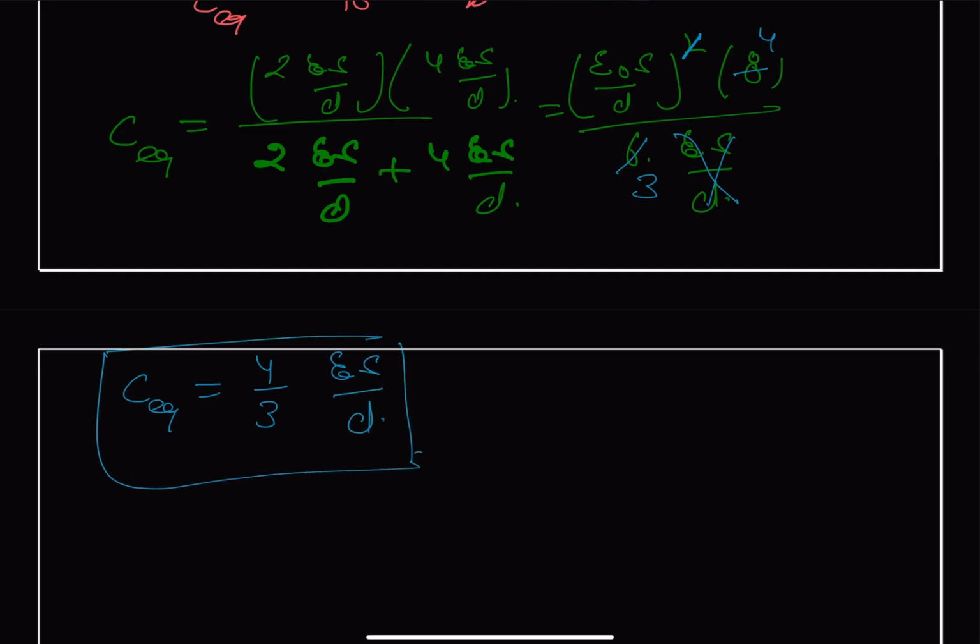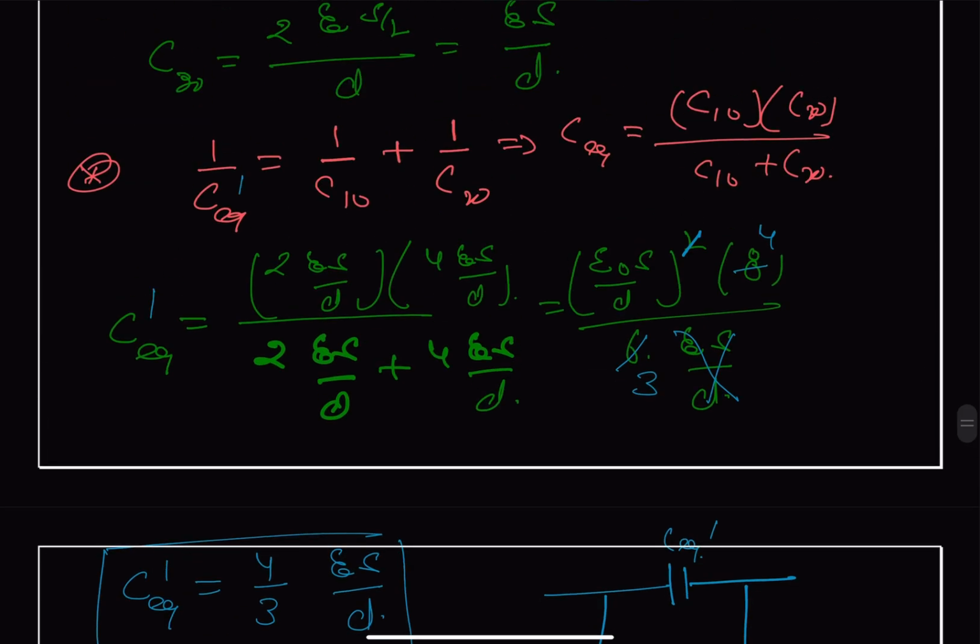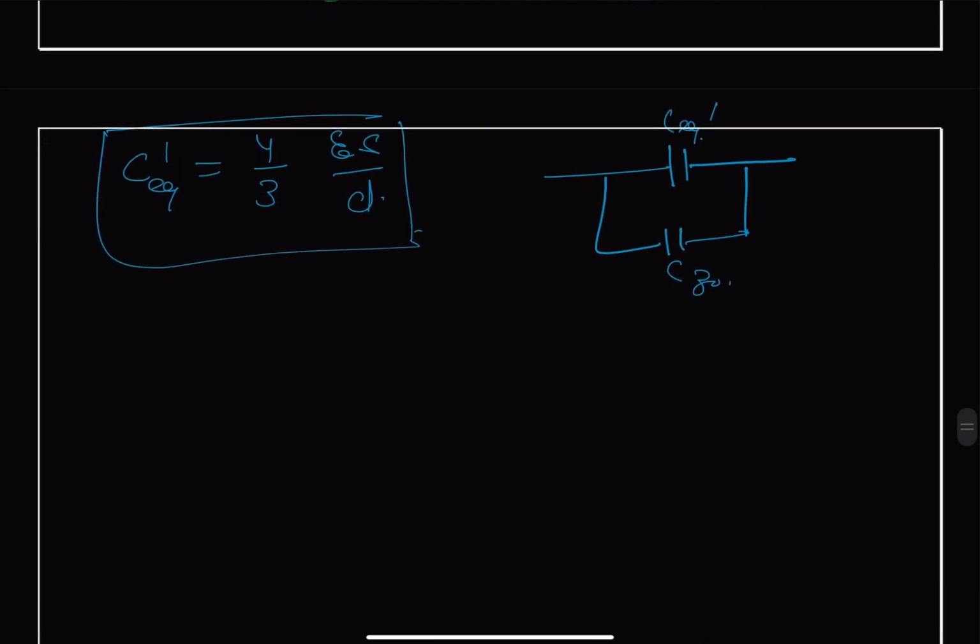So now we can just redraw the circuit. That will be like this. So we have this as C equivalent, and this is in parallel with our C30. And let us call this prime for the sake of convenience. This is prime, this is prime. And now C30 and C equivalent prime are in parallel. So their equivalent capacitance, we can say our C equivalent will be equal to C equivalent prime plus C30.